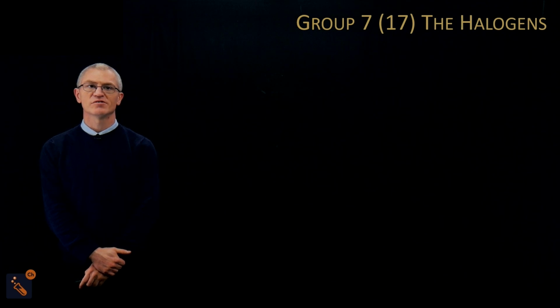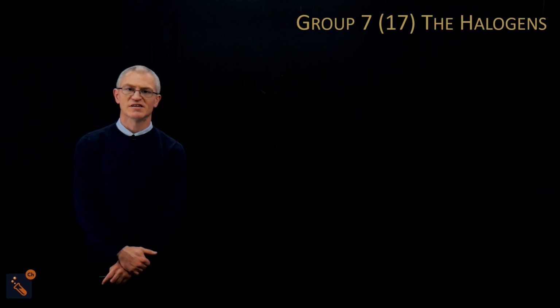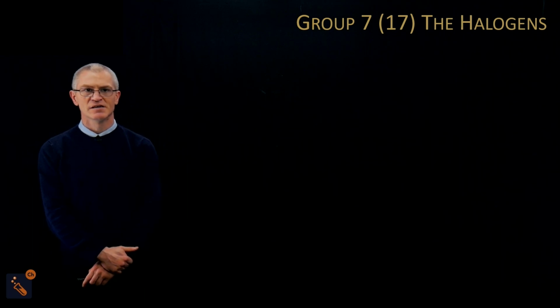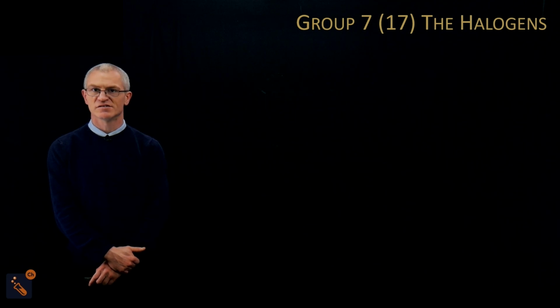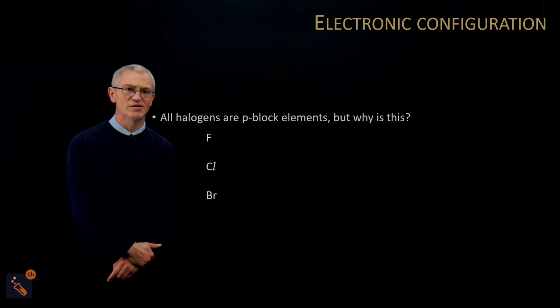In this video, we're going to talk about group 7, the halogens. We will talk about why they are p-block elements, and we'll also go into their reactions and their reactivity. They're also known as group 17 on some periodic tables. First of all, why are they p-block elements?